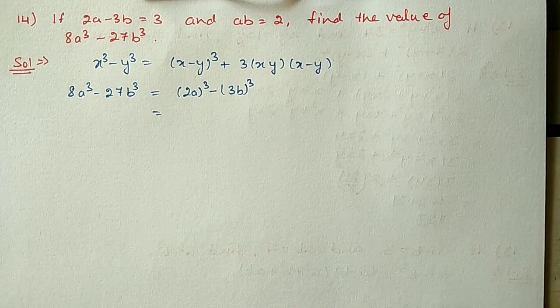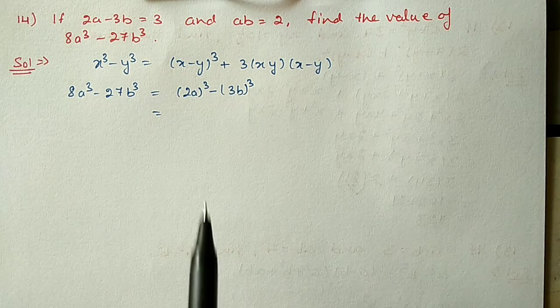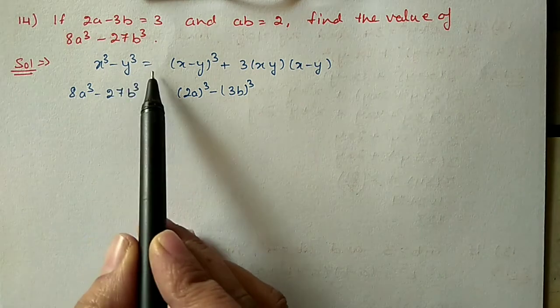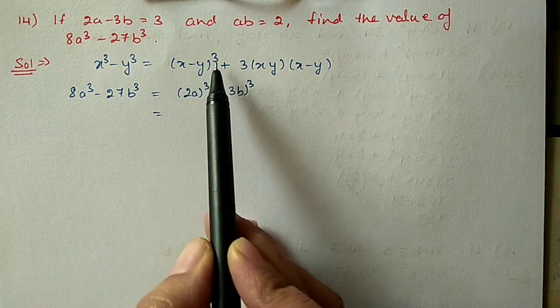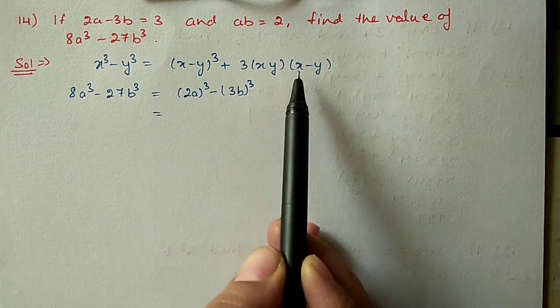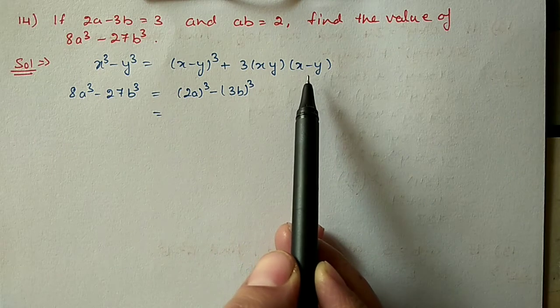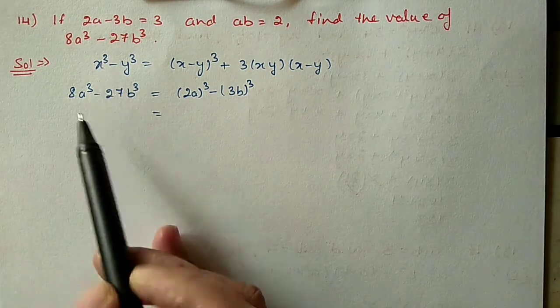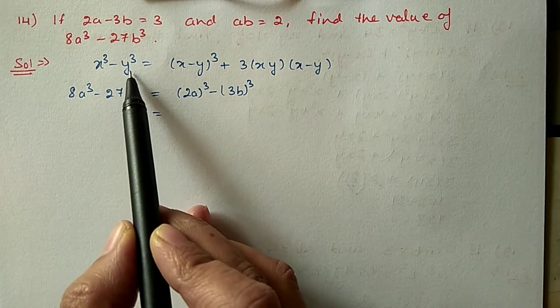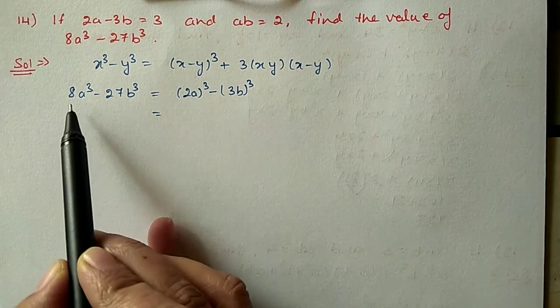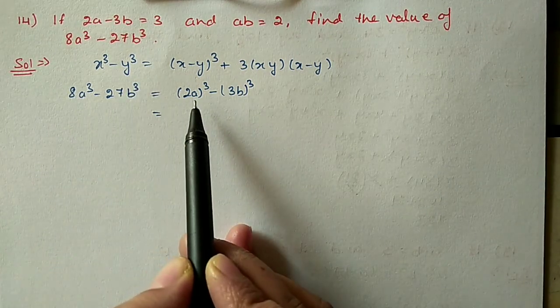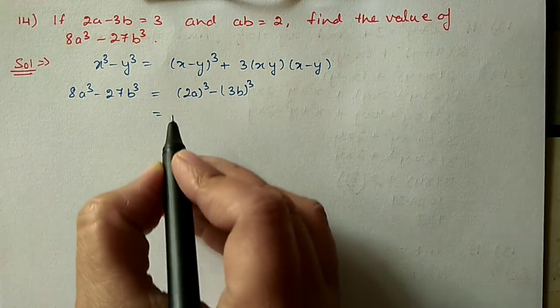Next question number 14. If 2a minus 3b is equal to 3 and ab is equal to 2, find the value of 8a cube minus 27b cube. We will use here the formula x cube minus y cube is equal to x minus y whole cube plus 3xy into x minus y. So in place of x here we have 2a, in place of y we have 3b. First we will reduce this one into the formula form. Now we can apply the formula.